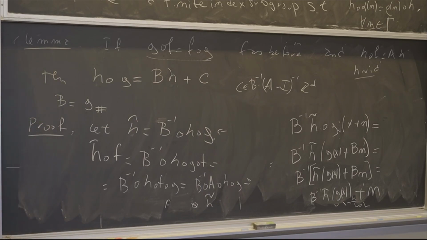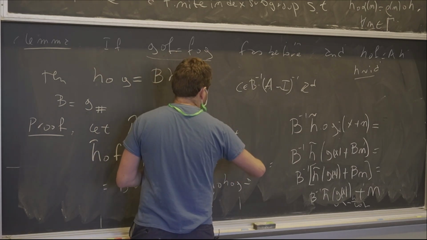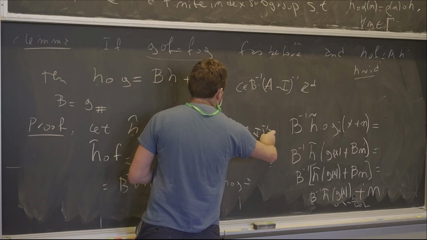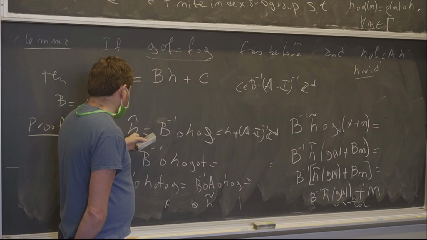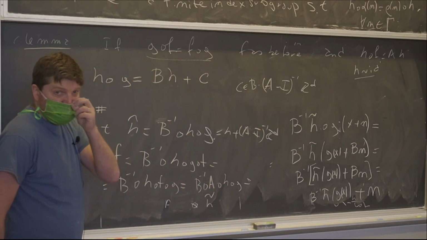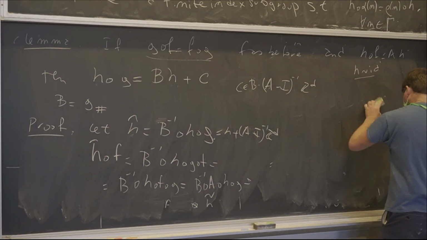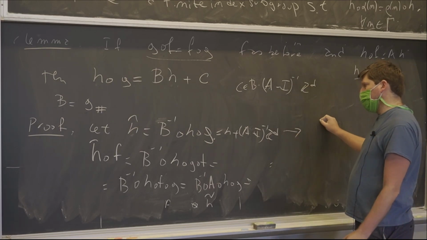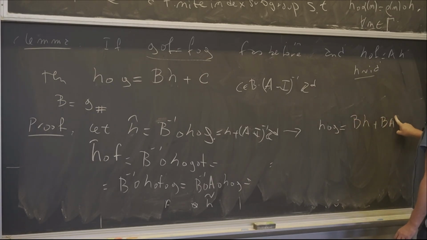So H tilde does the conjugacy equation, and hence H hat here has to belong to this, plus this. Which hence means that when I apply B to both sides of the equality, I get this. Keep on. So here you get that H compose G equals H plus B times A minus I. And then we are done.